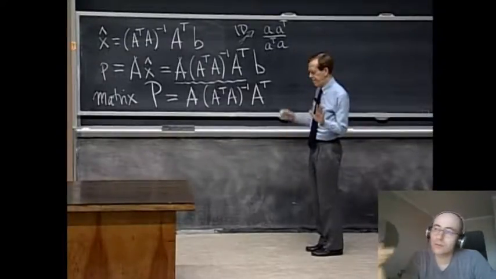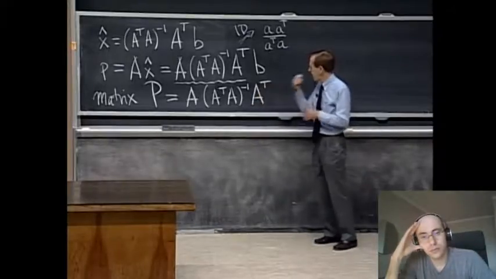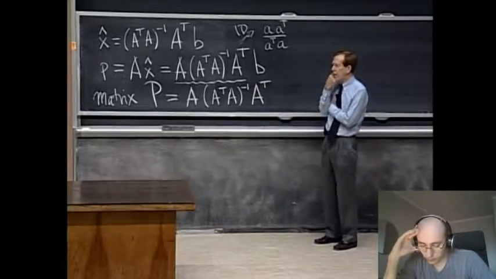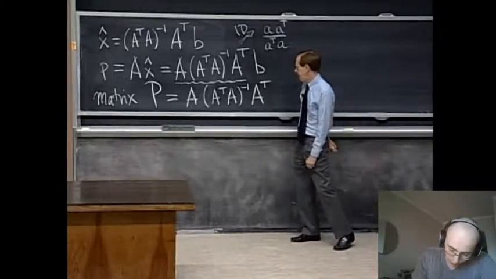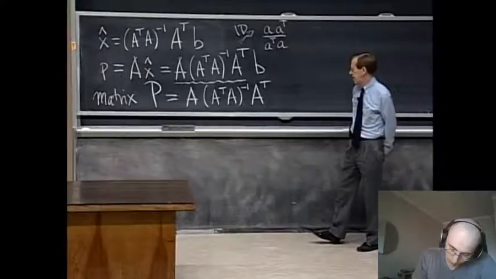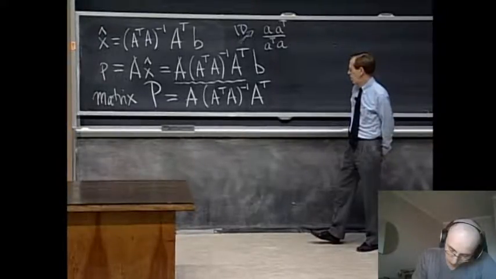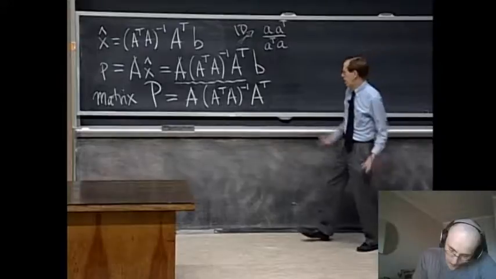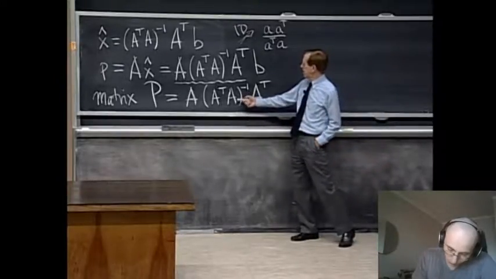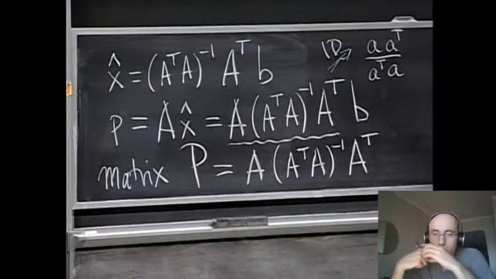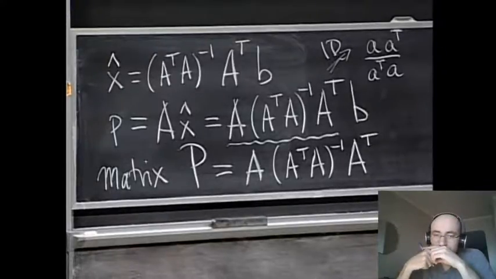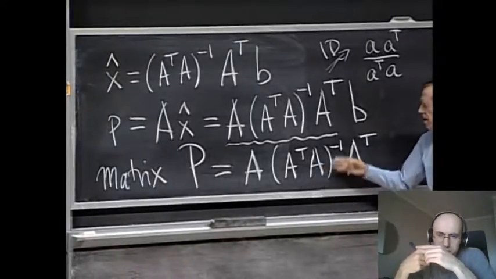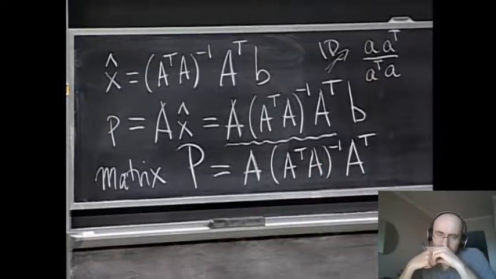Now, if you'll bear with me, I'll think about what I have done. I got this formula. The first thing that occurs to me is something bad. Here's a product of two matrices and I want its inverse. Why don't I just use the formula I know for the inverse of a product and say, okay, it's A inverse times A transpose inverse.